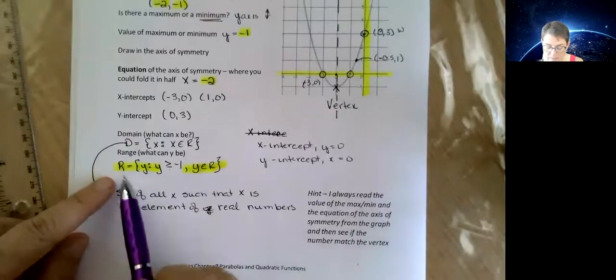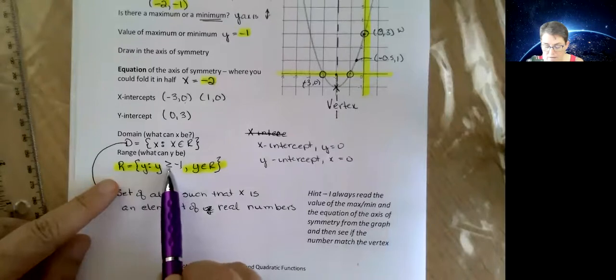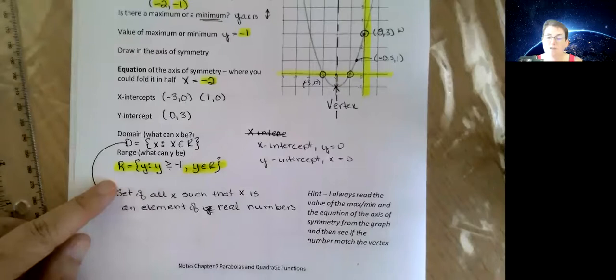Okay. This one reads sort of the same. The range is set of all y such that y is greater than or equal to -1, and y is an element of real numbers also. So the part where it is, we include all numbers. I was going to read the hint there, but we already talked about that. So that's it for that video.